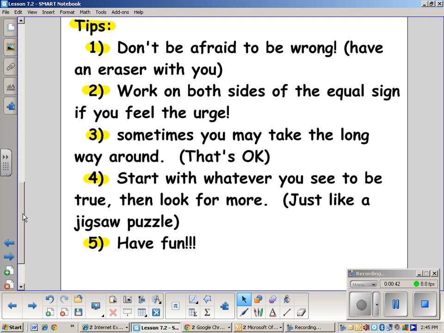The most important part of this is to have fun. Try to make a game out of it, make a puzzle out of it. You'll enjoy it a lot more. Otherwise, it's just hard work.